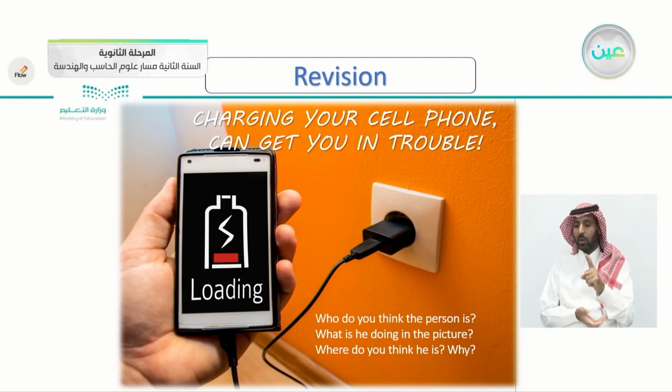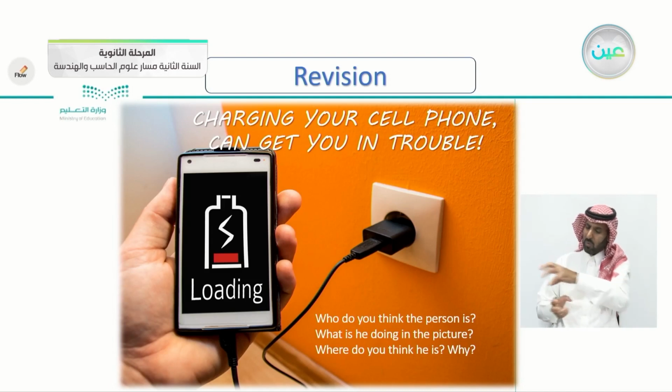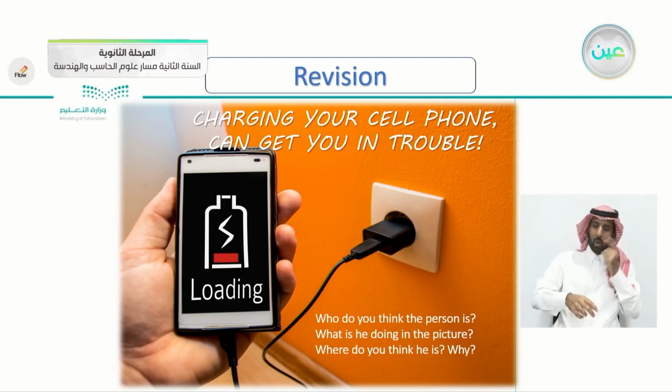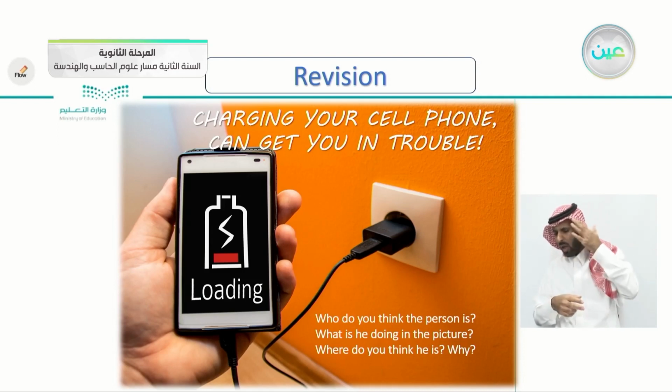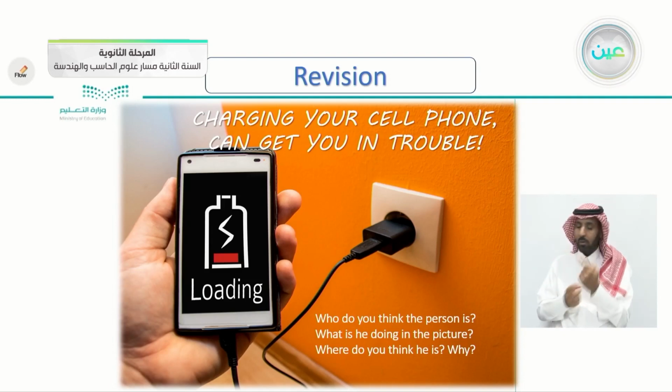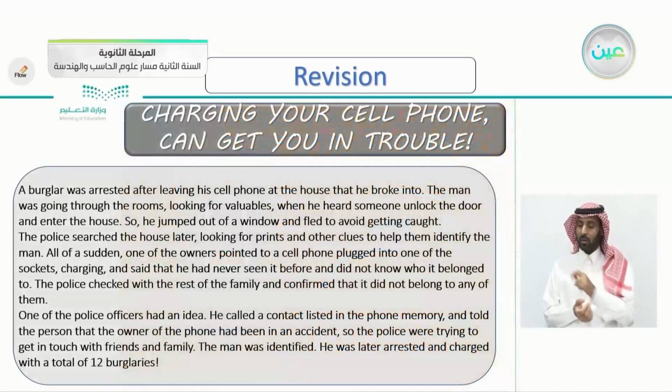Of course, we read the article about the burglar who broke into a house, and then when he heard someone getting inside, he immediately jumped out of the window, forgetting his phone charging. Then the police found the phone and called one of his contacts and made up a story that he was in an accident. Then they got the whole information about him. Then they arrested him and charged him with 12 previous burglaries. This is the article that I was talking about.